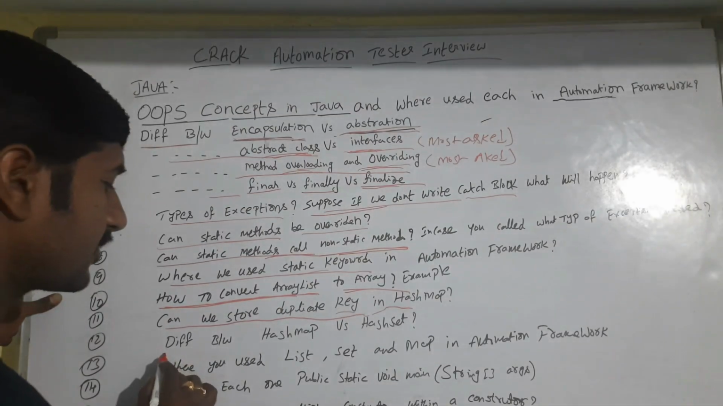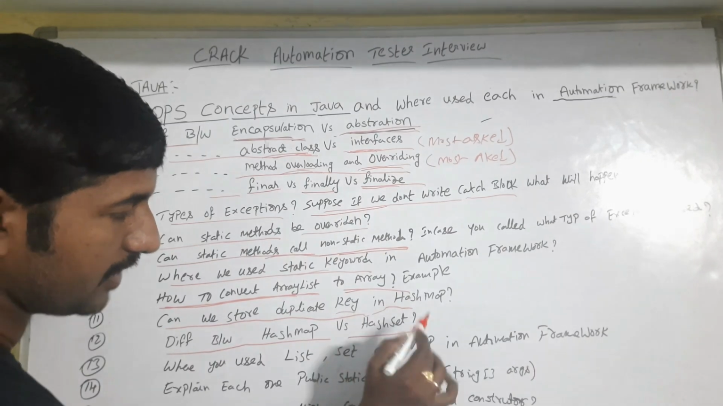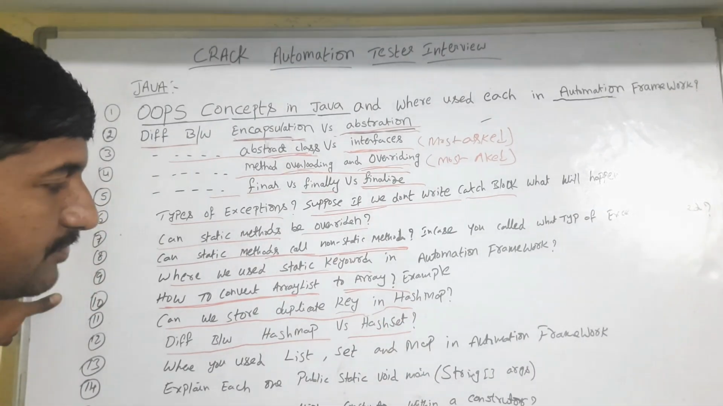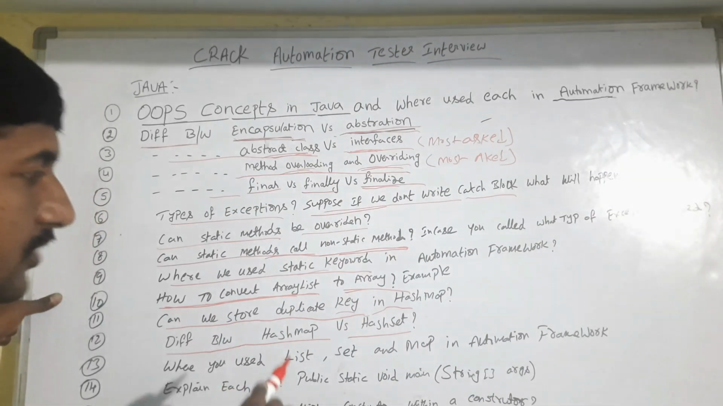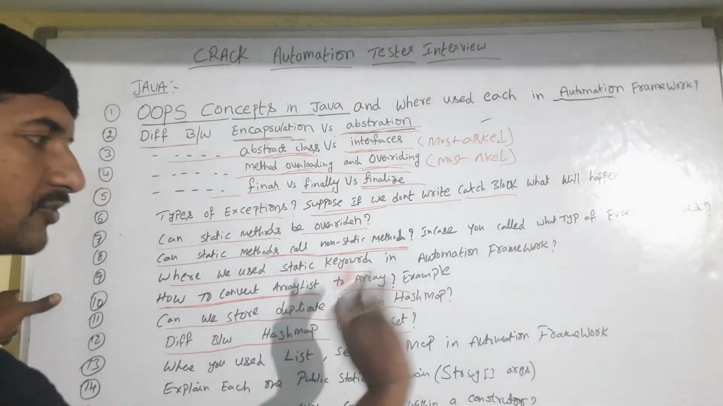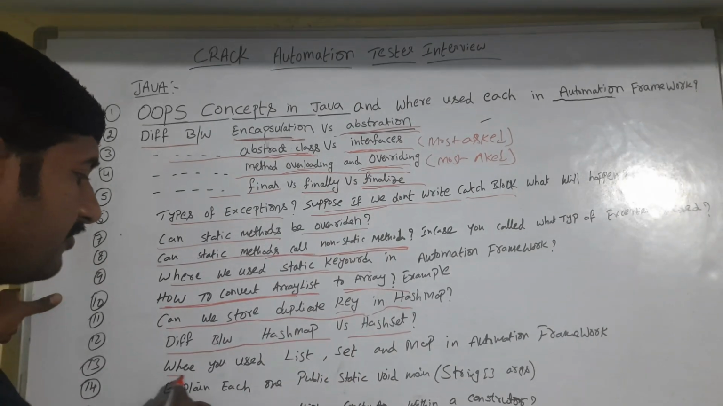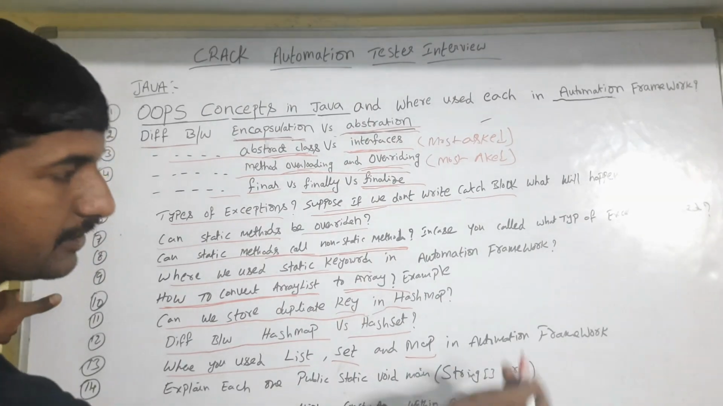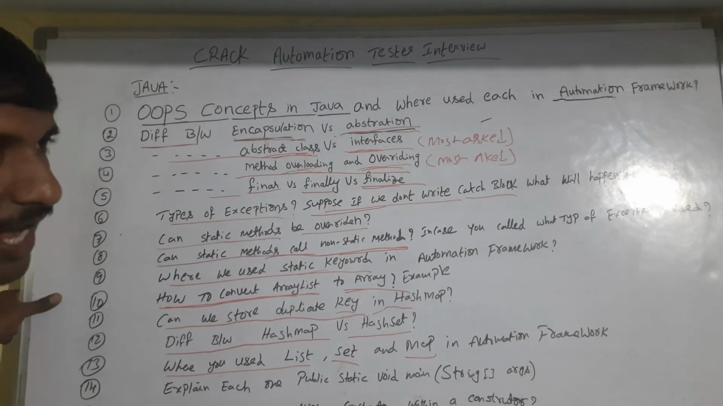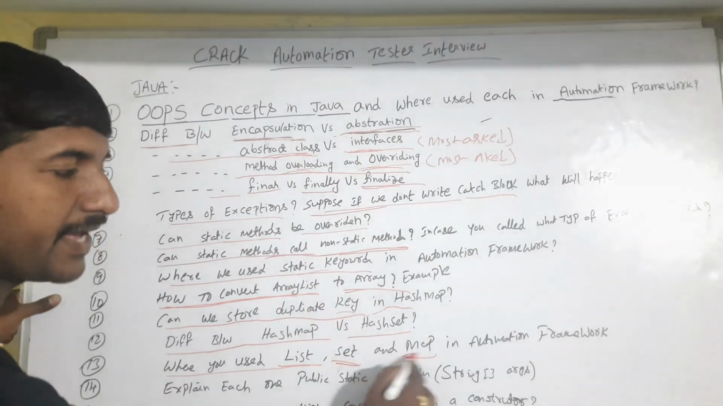Okay, and also he might ask you the difference between hash map and hash set, with examples. You have to learn with examples in any topic from core Java. And the next question is, where do you use list, set and map in the automation framework? Have you written any code using the list interface, set and map?